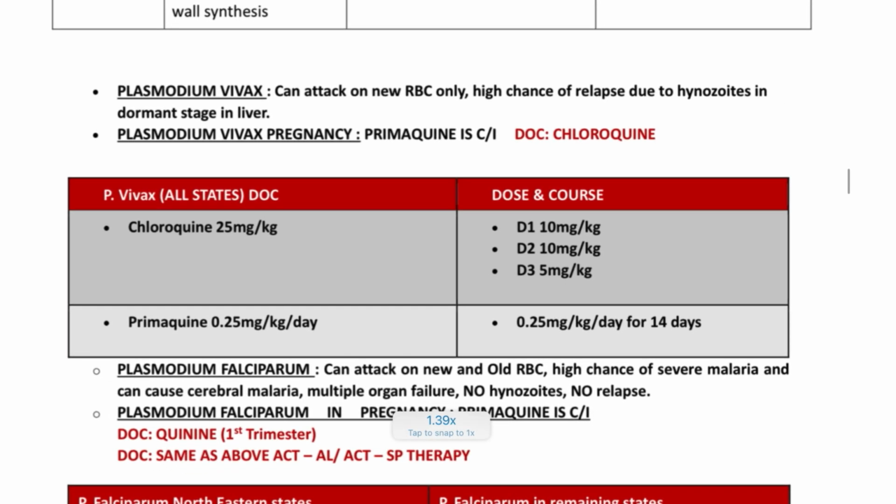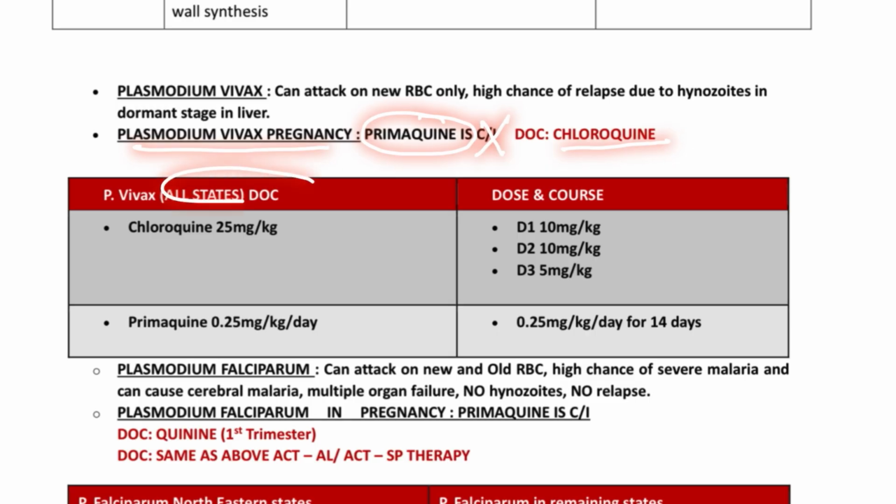Coming to the malaria treatment, we have the two types, Plasmodium vivax and Plasmodium falciparum. Plasmodium vivax will have the high risk of the relapse, so we are going to work that way. Plasmodium vivax in pregnancy, we are not going to give the primaquine, which is contraindicated. We choose the chloroquine for this patient.